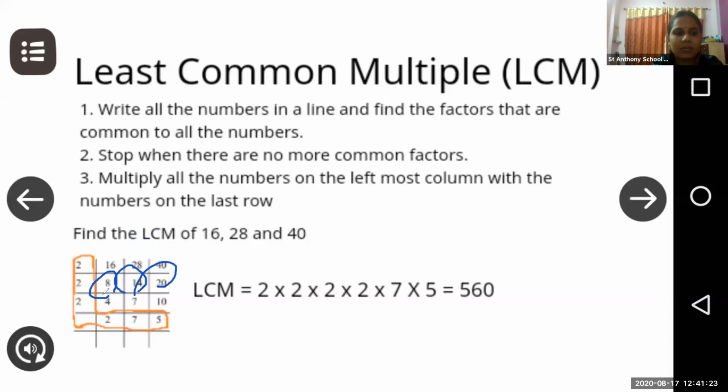Now again, I will divide this 8 by 2. I'll get the answer 4. 14 by 2, I'll get the answer 7. 20 by 2, I'll get the answer 10. Correct? So again here 4, 7, 10 is there. Now 4 can be divided by 2, so 2 2s are 4. But 7 cannot be divided by 2, so 7 remains as it is. 10 can be divided by 2, so 2 5s are 10. Okay. Now what did I get here?